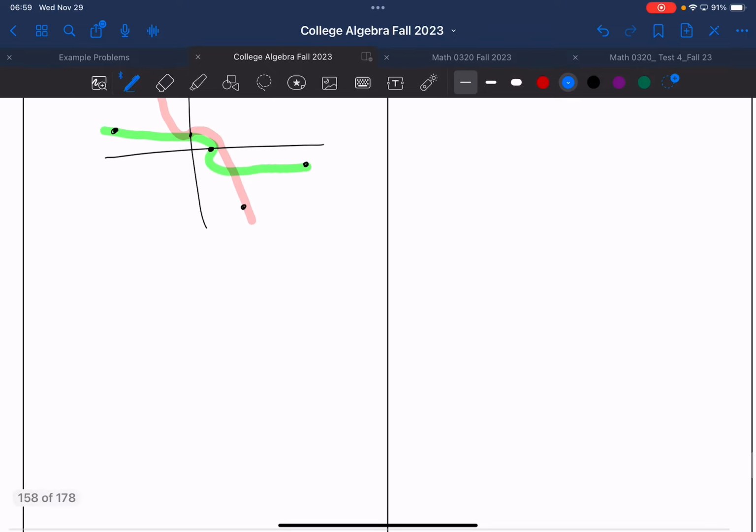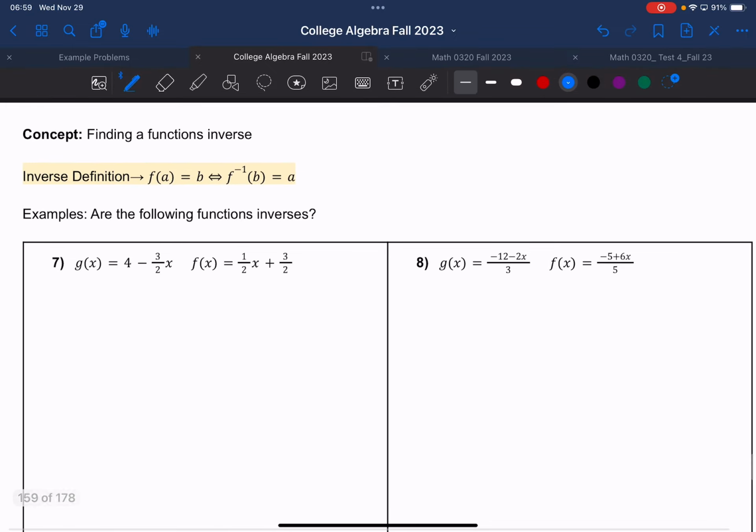Okay, moving on to the next concept. We have finding a function's inverse. So remember in the beginning we defined inverse as swapping our x and y values. And in those examples we are just given tables or points. So now we're given two functions and it wants us to see, are the following functions inverses? So we're going to have to take one of these functions and swap out the x and y values to see if we get a matching function. So it would match the other one to see if it is an inverse.